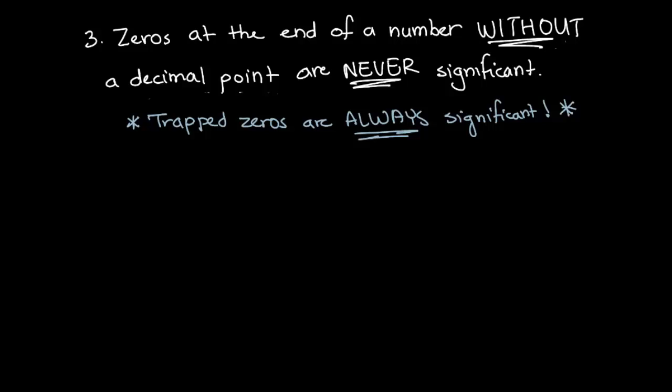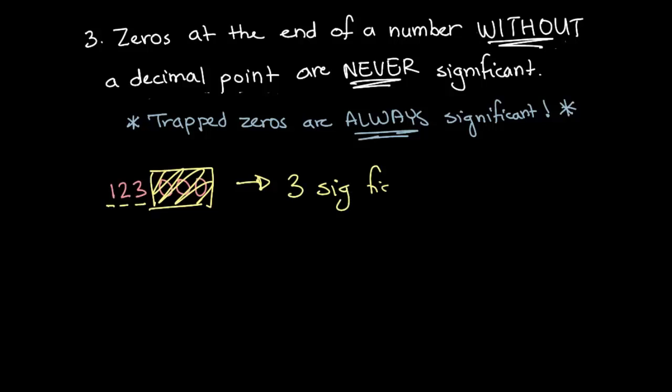Moving on. Alright, so here we have zeros at the end of a number without a decimal point are never significant. So trapped zeros are always significant. Two different things. So we have, let's say, 1, 2, 3, and then 0, 0, 0. We have only 1, 2, and 3 significant figures because these are not significant. So we only have 3 sig figs.